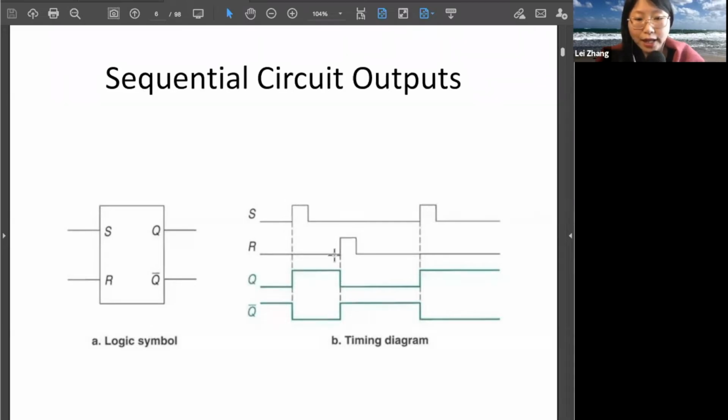For this example, when R is 1, Q is reset to 0, and then it will remain 0 regardless of the change of R now. When R is changed back to 0, Q doesn't change. It remains 0 until the next time it sees the input S set to 1. That will set the output Q to 1, and it will remain at that value. So this is the concept of a latch.